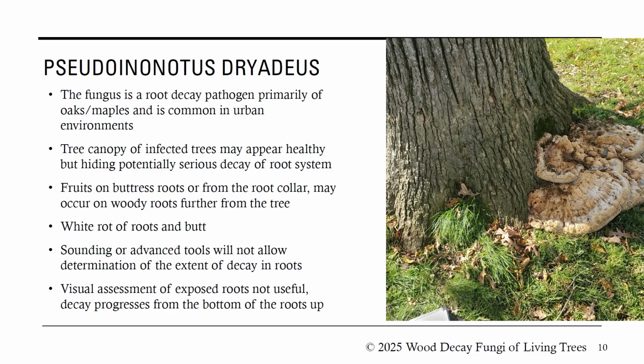Lignin. And then sounding tools or advanced tools will not allow us to determine the extent of decay in the roots. And even if you blow the roots out, you'd really have to blow them out. Visual assessment of exposed roots is not very useful because it tends to decay from the bottom of the roots up. So, just kind of a serious one. Usually these decay organisms that are at the base or butt of the tree are the most dangerous ones, right? Because it's large wood falling from high heights. So, this is why these are important.